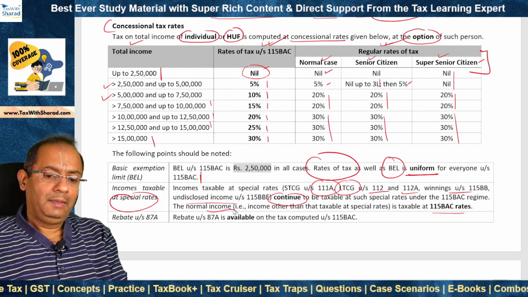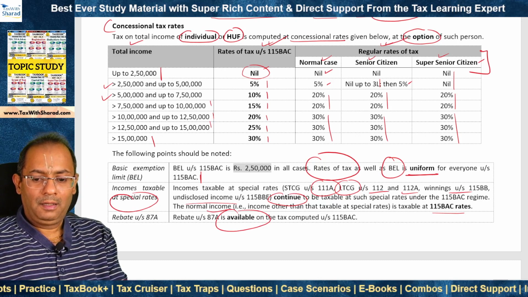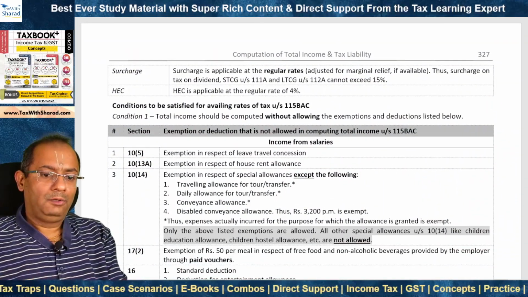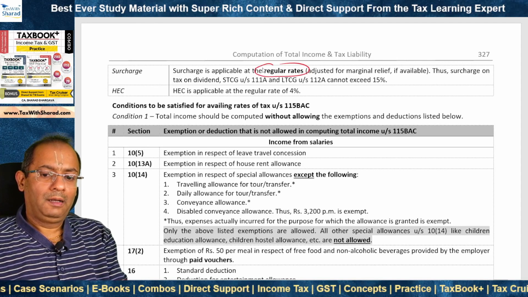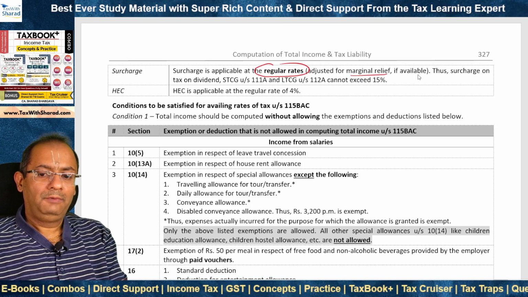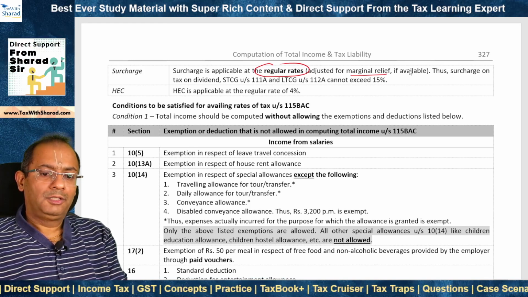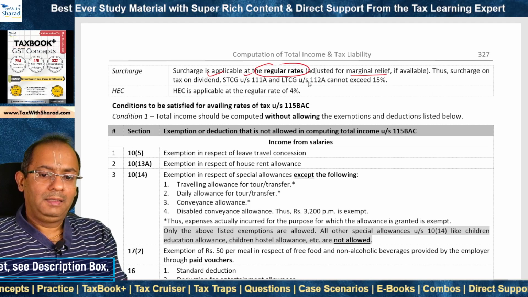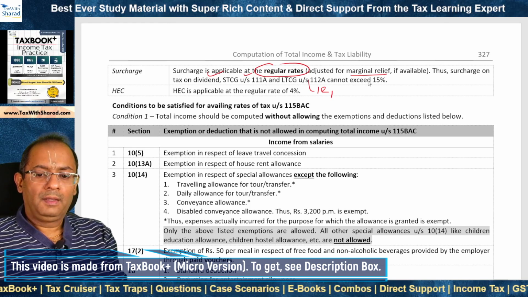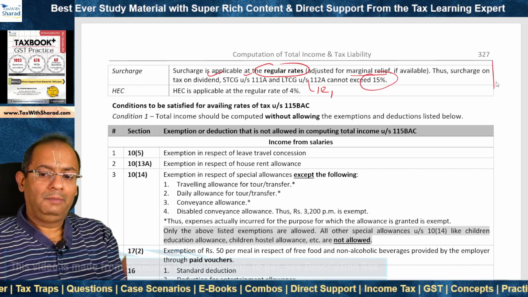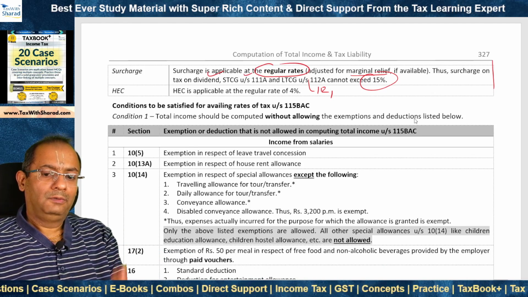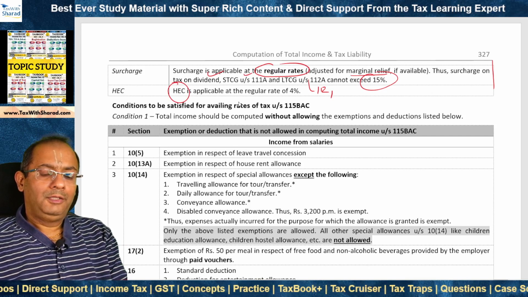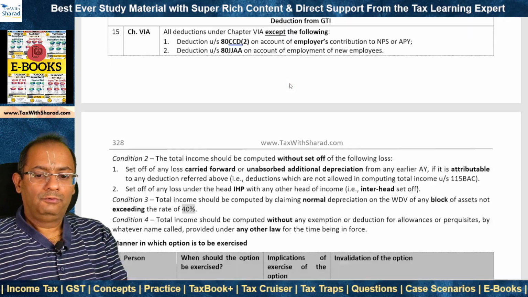Rebate under 87A is available on the tax computed under 115BAC and the position doesn't change. What about surcharge? Here also the position doesn't change. It is applicable at its regular rates and adjusted for marginal relief if available. And therefore the surcharge on tax on dividend and STCG under 111A and LTCG under 112 or 112A cannot exceed 15%. So the position remains the same as we have noted in the topic on rates of tax as far as the regular provisions are concerned. What about health and education cess? It is applicable at the regular rate of 4%.